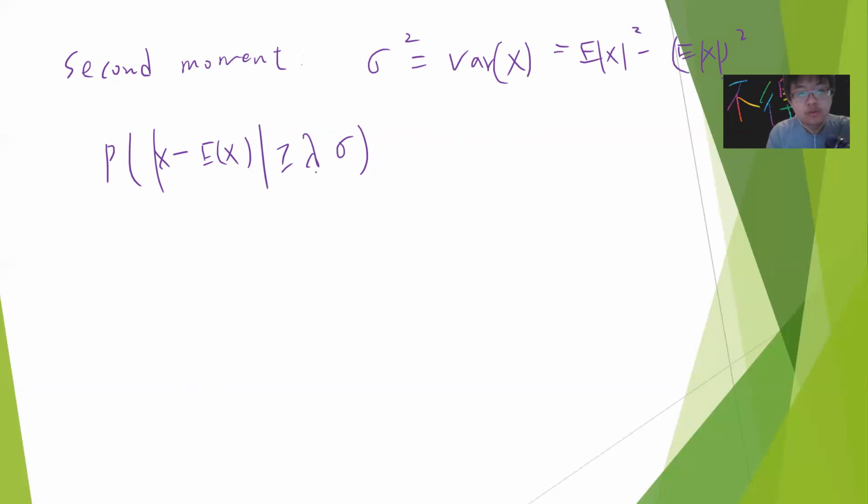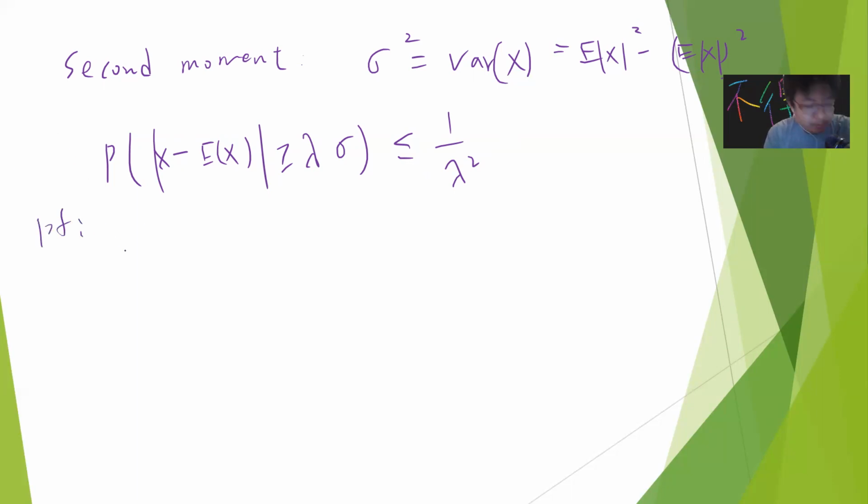Okay, so this is for positive lambda, and the bound is 1 over lambda squared. So that means that if you give me some probability distribution, then the probability that the events are outside of two times the standard deviation is less or equal to 1 divided by 4. Okay, so this is the second moment. The proof is also simple.